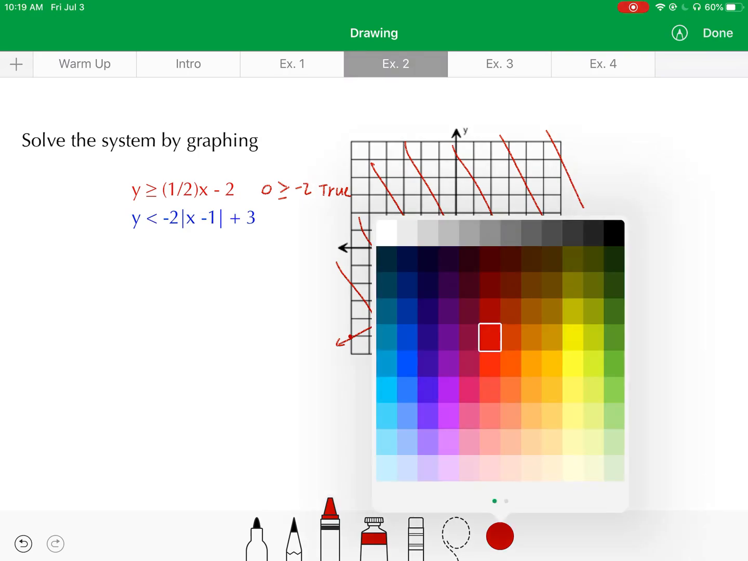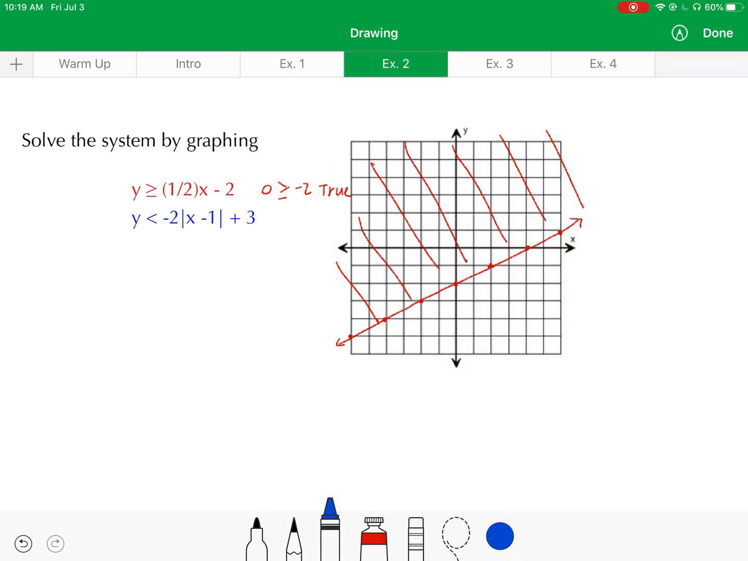Okay, now for the absolute value inequality, recall absolute value equations that have one variable or 2 variables, they graph to be v's, right? And the v has a vertex. So I can identify the vertex here to be the point 1, 3, right? I'm using this number and this number to come together to make the coordinates of that vertex. So I will plot that first.